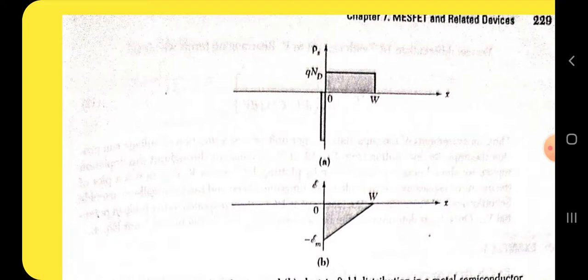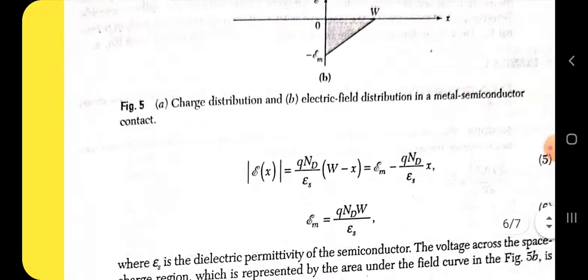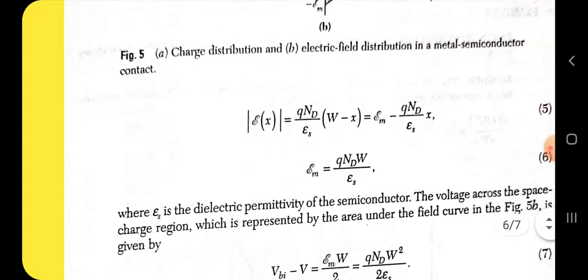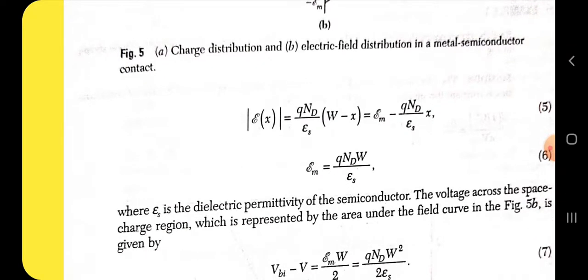The magnitude of the electric field decreases linearly with distance. The maximum electric field Em is located at the interface. The electric field distribution is then given by E(x) is equal to qNd divided by epsilon s times (W minus x), which is equal to Em minus qNd by epsilon s times x. So Em is equal to qNd W by epsilon s, where epsilon s is the dielectric permittivity of the semiconductor.